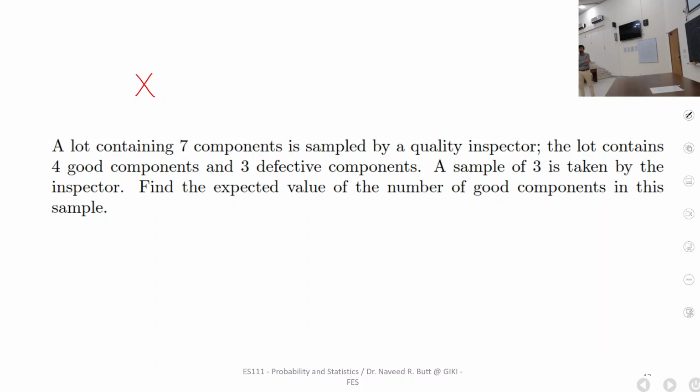3. Sample space 7. First you have to give the definition. X is find the expected value of the number of good components, right? So x is number of good components. This is your random variable, right? Number of good components. Out of how many? Out of 3. So you took 3, right? The inspector took 3 out of those randomly. Yeah. So now what are the possible values of x?